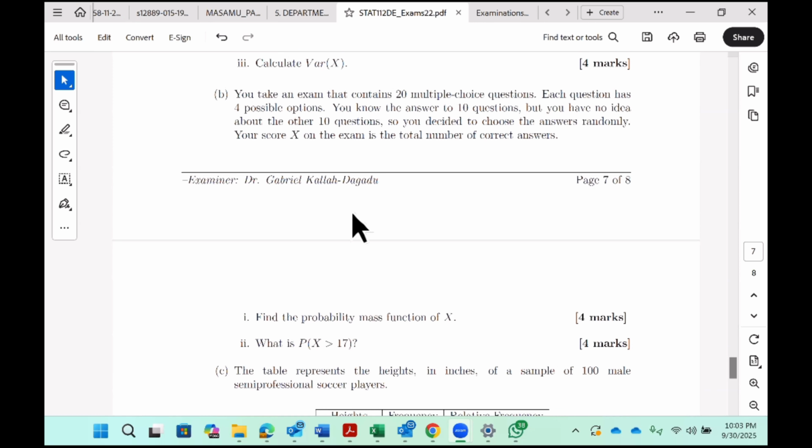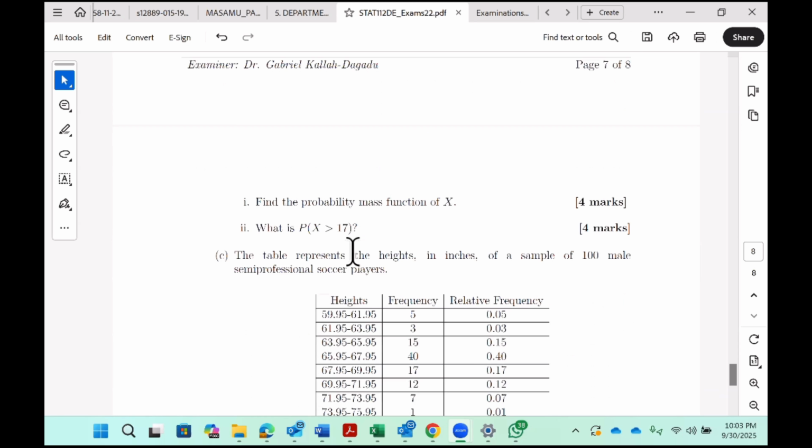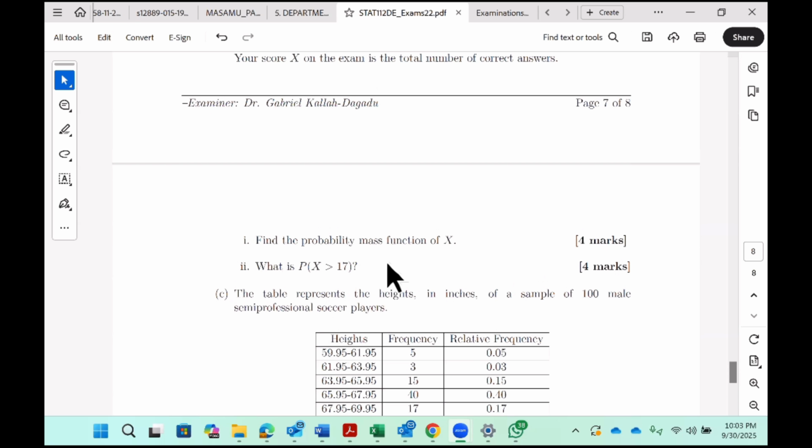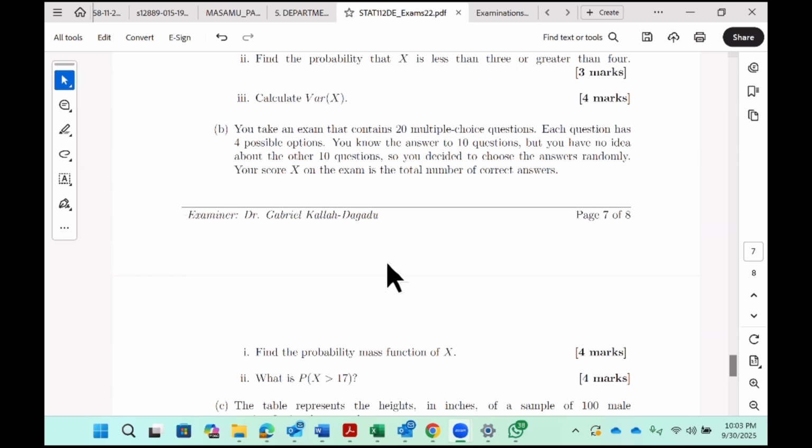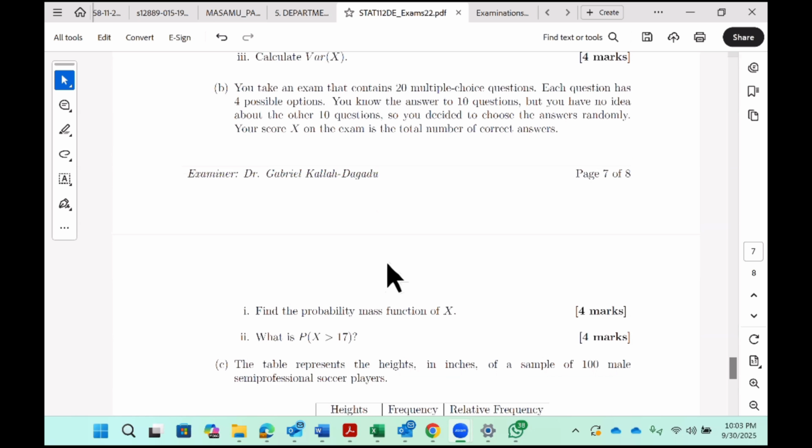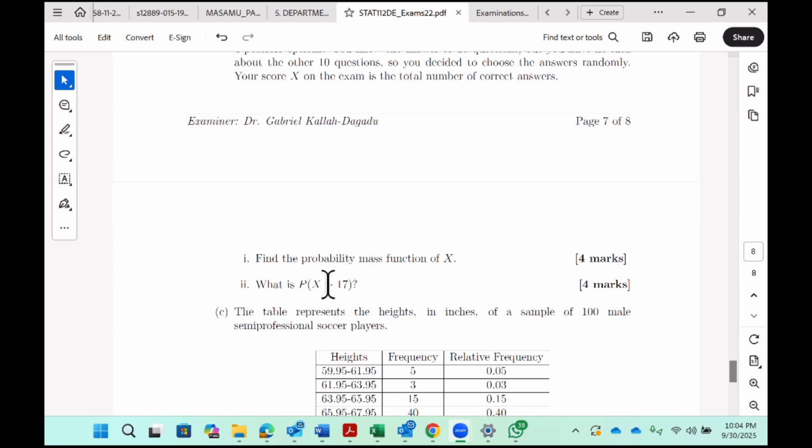Then what is the probability that X is greater than 17? You know that for the first 10 questions, you have the correct answers. So you only have to calculate the probability of getting all correct answers among the guessed questions. You can just calculate the probability that X is greater than 17, that is, X equals 18, 19, or 20, using the binomial distribution, and we can get our answer.